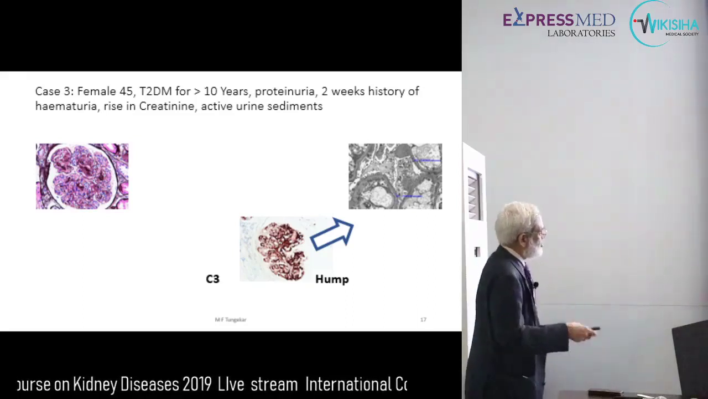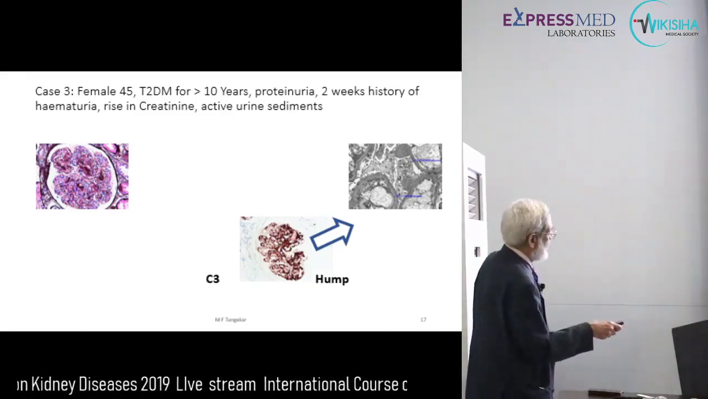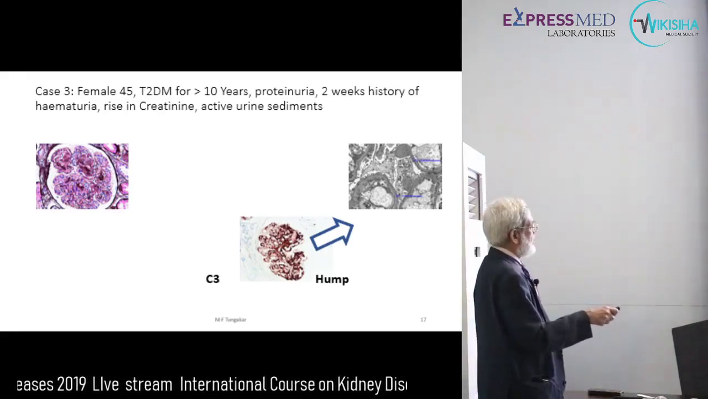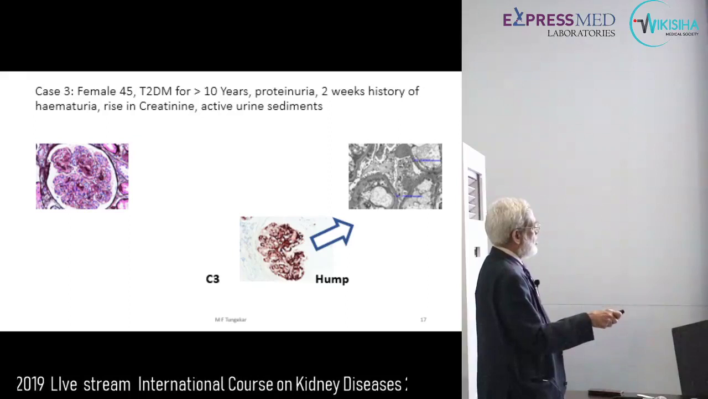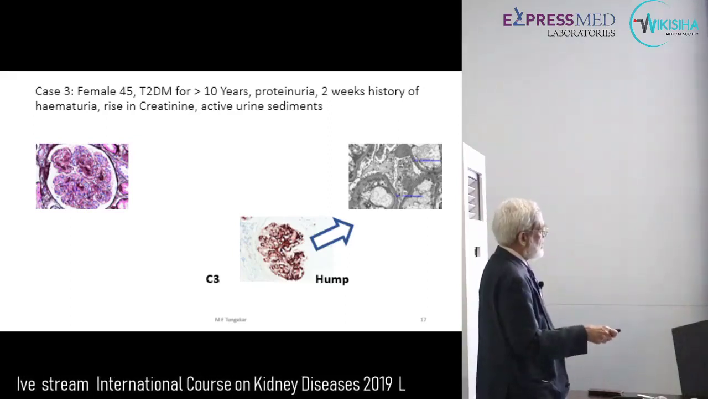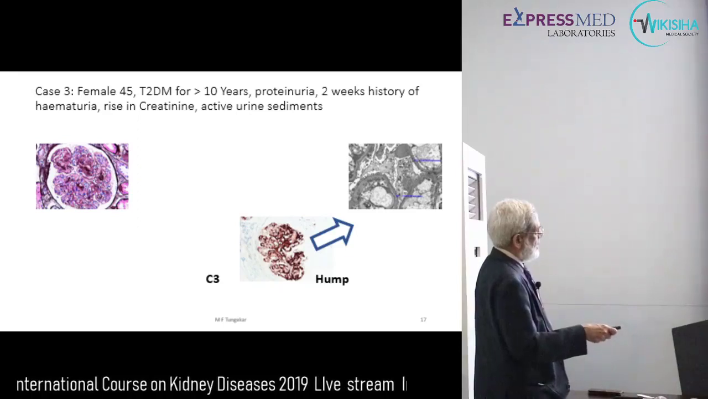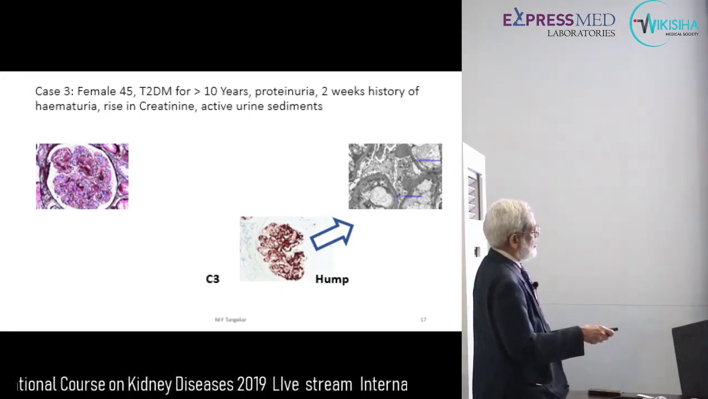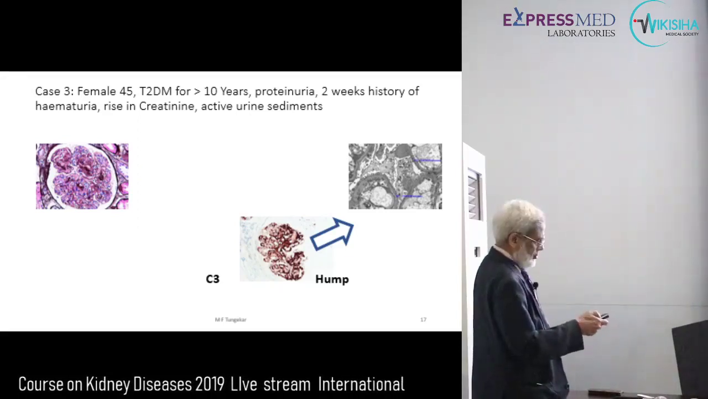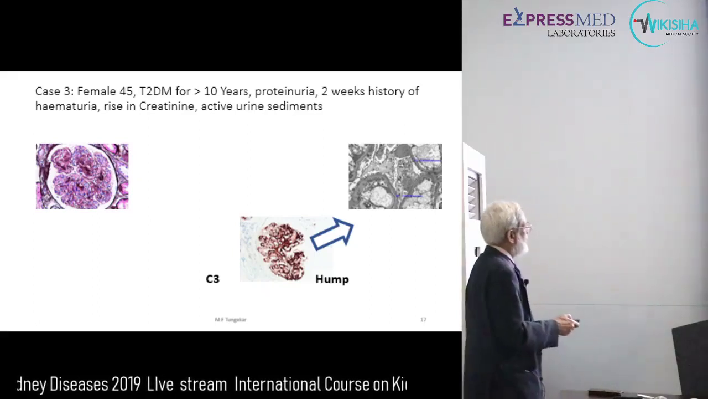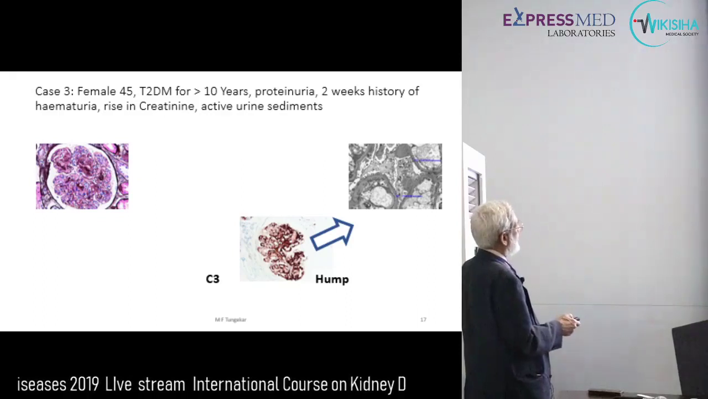And this is a case from Guy's Hospital, so immunoperoxidase. Immunoperoxidase showed C3 staining, quite lumpy as well as granular, in the capillary walls, also in the mesangium, and subepithelial humps. So this was acute post-infectious GN in a diabetic.